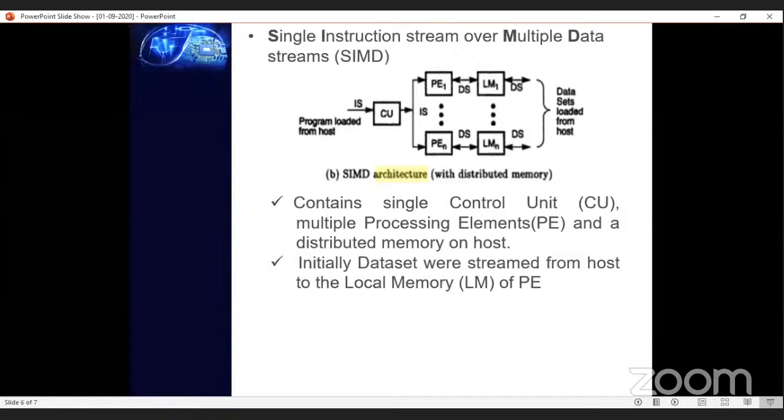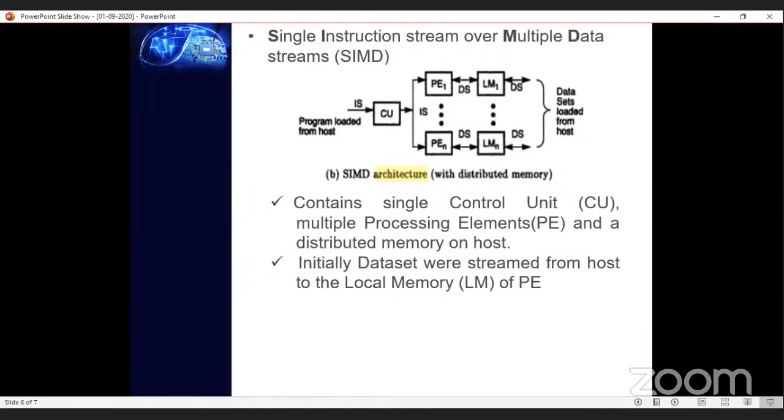So what about the process? Initially, the data, here called the data set, is stored on the distributed memory of the host, that means the computer, and that data set is streamed from the host to the local memory of every processing element. You see the diagram? The diagram shows that the distributed memory on the computer is storing all the data and instructions. So the distributed memory has all the data sets.